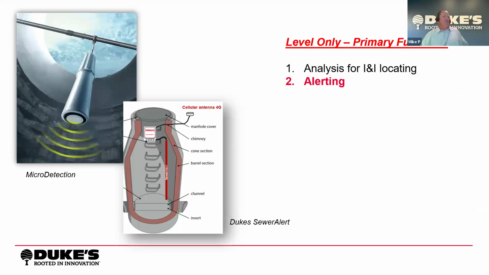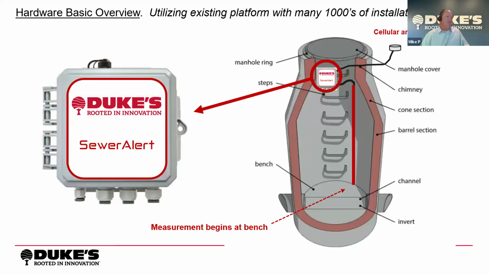All right, that covers the analysis part for I&I on level only. And so we're getting kind of nearing the end here. We'll touch on alerting, just a simple alerting system that's level only based. So this is our Duke Sewer Alert service, just kind of an overview of what it looks like.